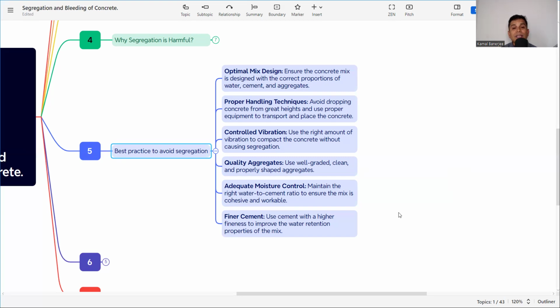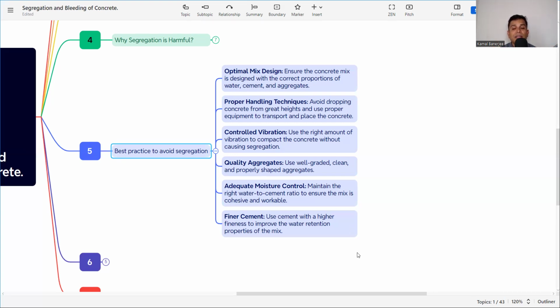If water is not enough or if it is more, both are harmful for the concrete. So we need to balance it the right way, to make the water cement ratio optimal, so that we can get the right kind of concrete and there will be no segregation or bleeding. So it is also important to maintain the water cement ratio as per the code.